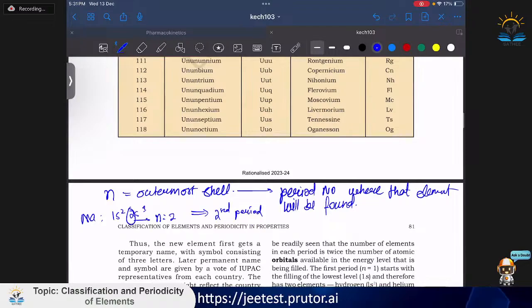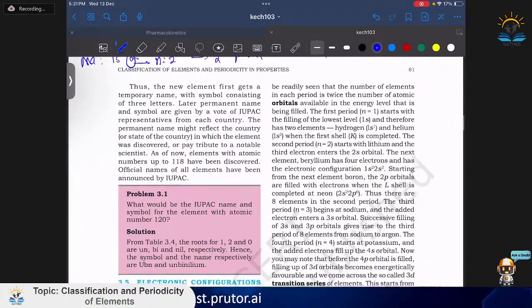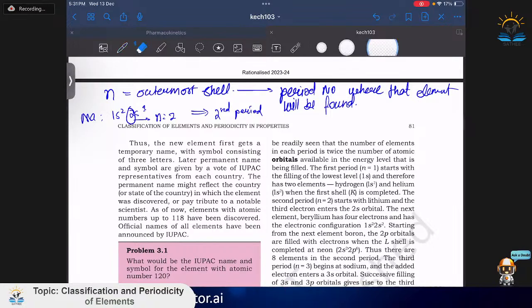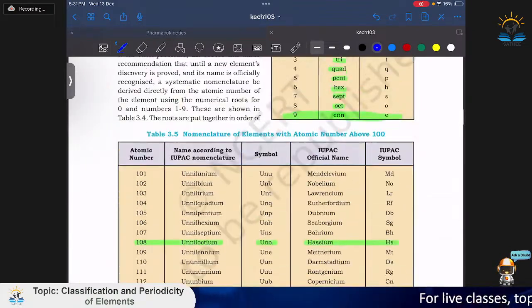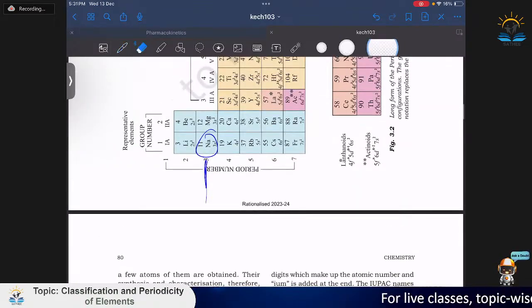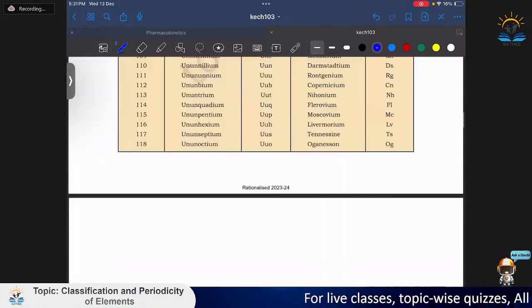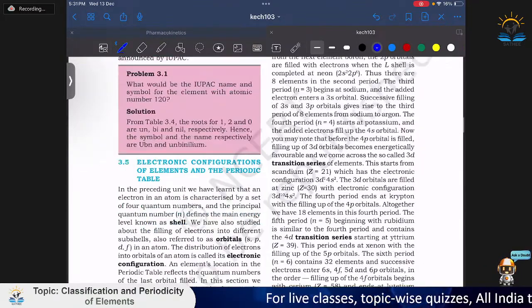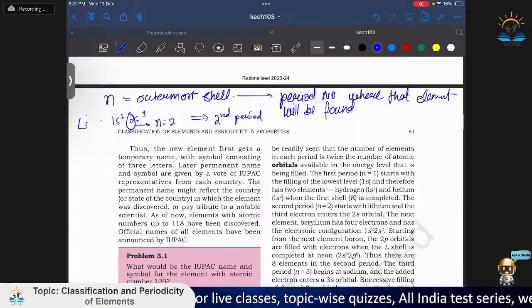Then the new element gets... oh, did I just name lithium instead of sodium? Oh guys, I just named lithium instead of sodium. Forgive me. So yeah, it was lithium which we were talking about. So yeah, it is in the second period. That is the relationship of n with your period.